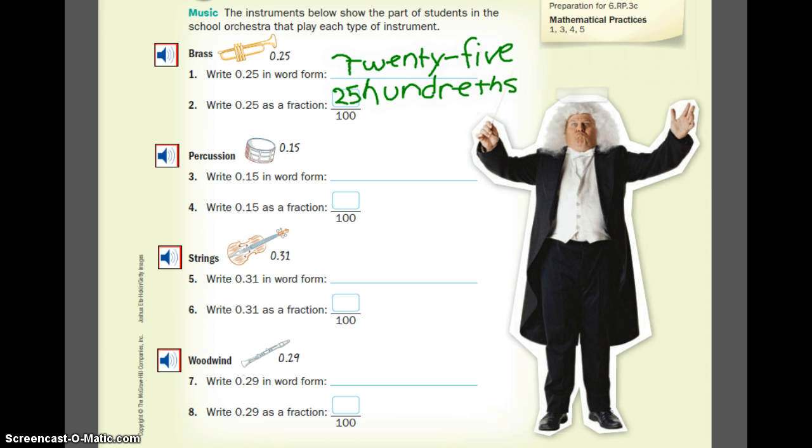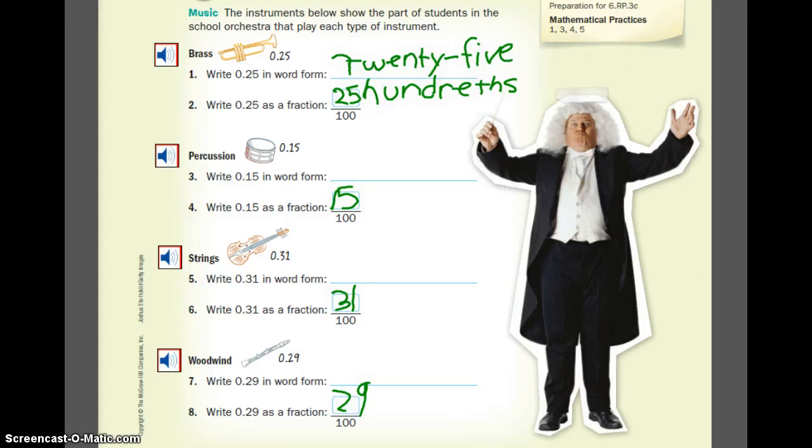Write 0.15 as a fraction, would be 15. 0.31 as a fraction, and 0.29 as a fraction. So now I have a question for you, Josh. Looking at these, can you simplify any of these?